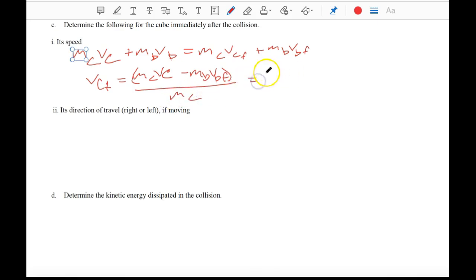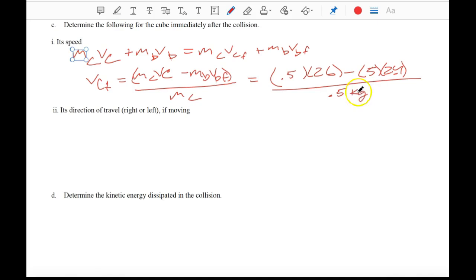So we'll go ahead and put everything in. We know that here we've got 0.5 times 26 meters per second minus 5 times 2.4 meters per second. And then we're going to take all that and divide by the mass of the cube, which is 0.5 kilograms. And your correct answer here should be equal to 2 meters per second.